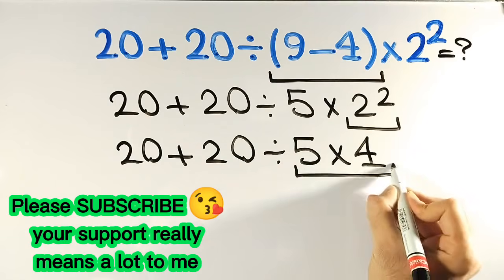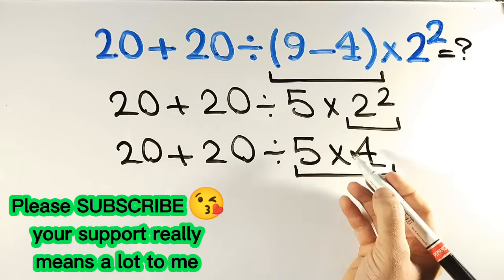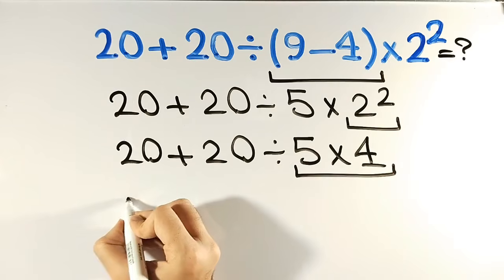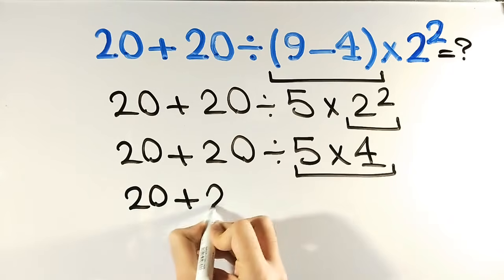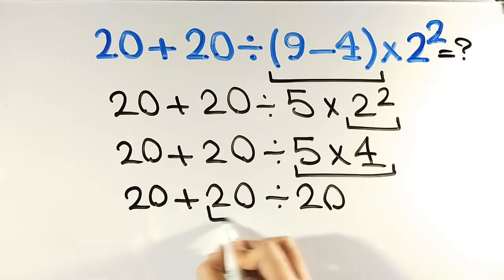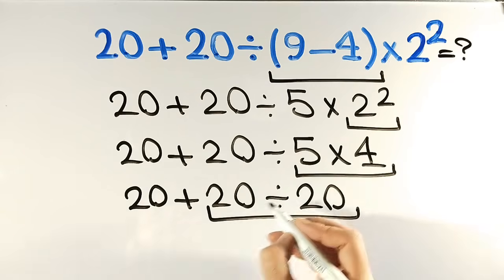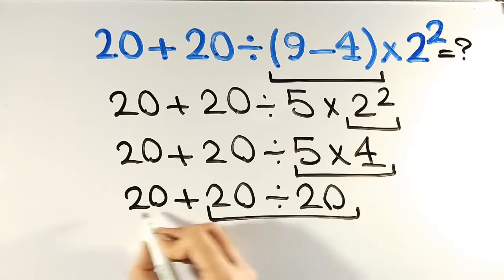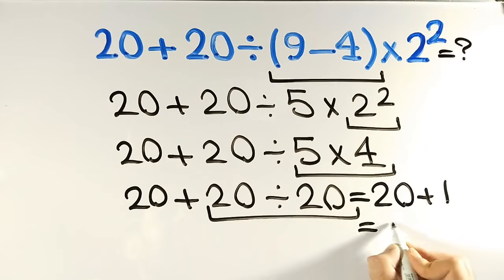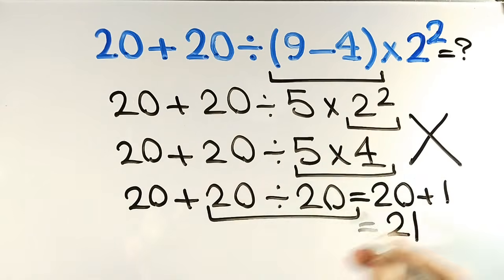Then they go for the multiplication between 5 and 4 because they think multiplication has a higher priority than division. So instead of this expression, they write 20 + 20 ÷ 20. Next, they go for the division between 20 and 20 because they believe division has priority over addition. So they rewrite this expression as 20 + 1, which finally gives them the answer 21. However, this answer is actually incorrect.